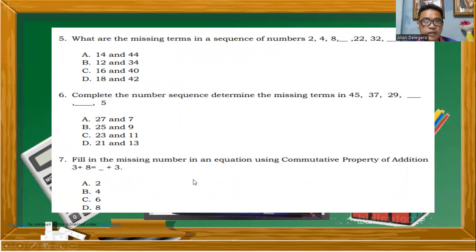Okay, let's check your answers. We have here the answers. For number 5, the answer is letter A. And for number 6, the answer is letter D. And number 7, the answer is letter D.